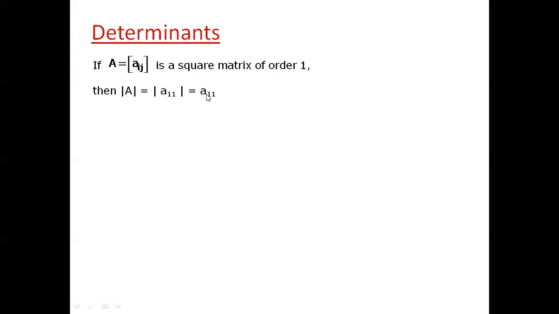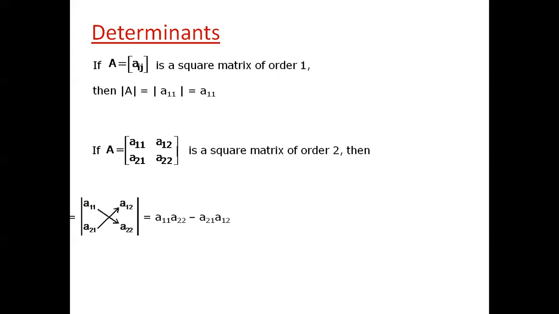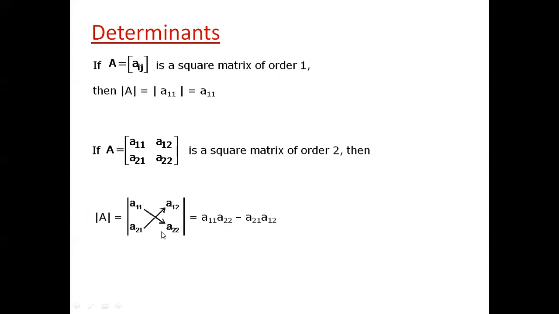In a determinant, we can solve by using cross multiplication. Look here, for a 2 cross 2 matrix. A 2 cross 2 matrix contains 2 rows and 2 columns. To solve this matrix by determinant, take the diagonal entries A11, A22, A21, A12. Take the multiplication of the diagonal entries and give a minus sign. That is A11 into A22 minus A21 into A12. This is for a 2 cross 2 matrix.